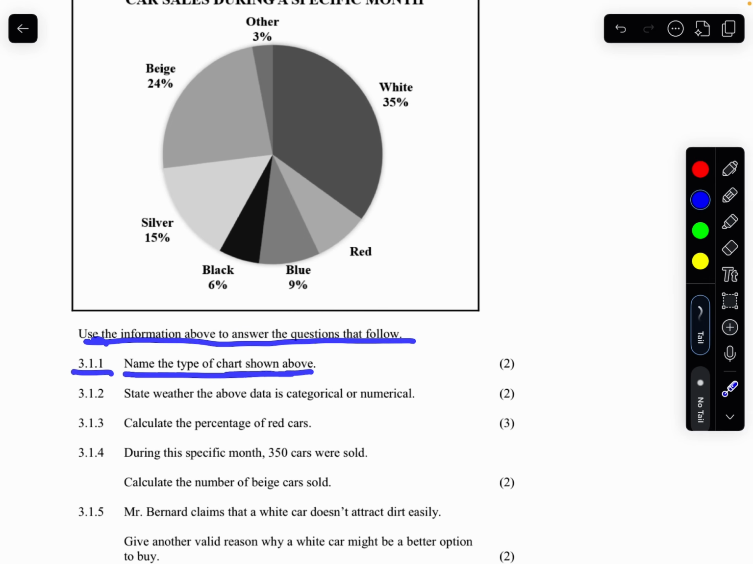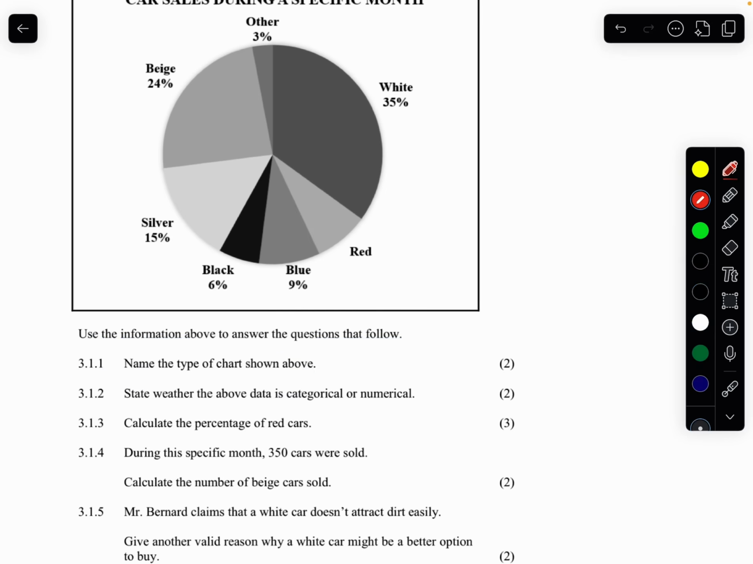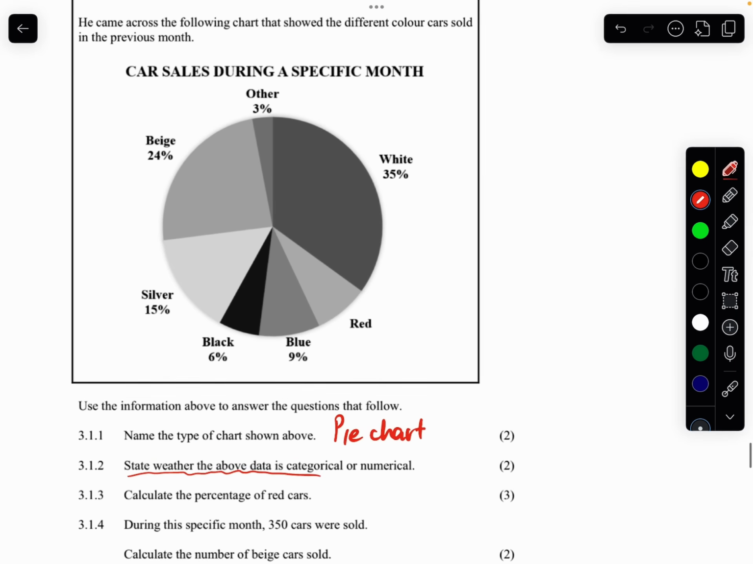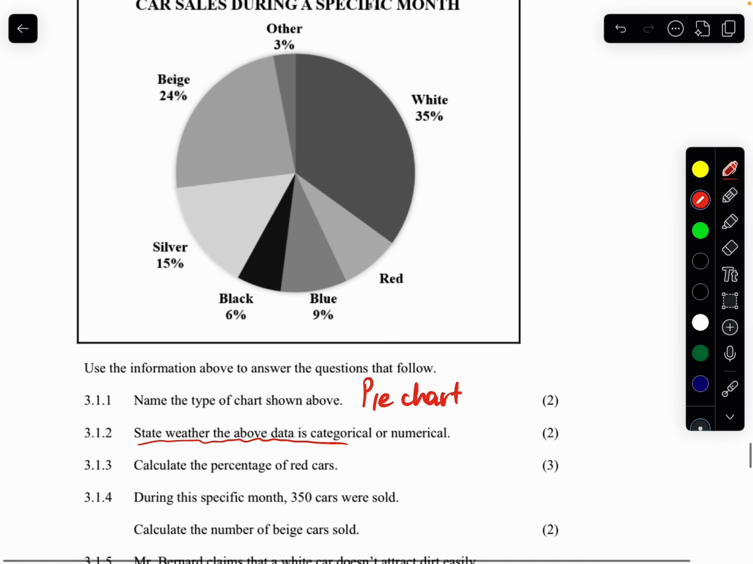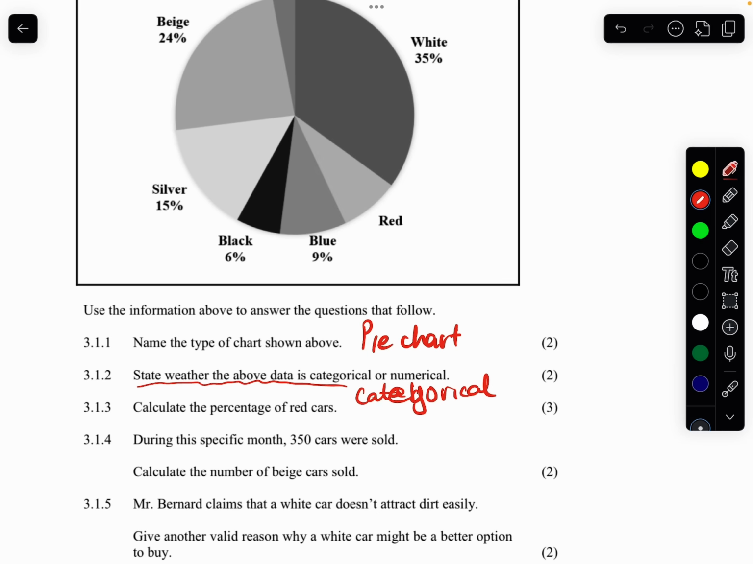3.1.1 says name the chart that is shown. This chart, guys, is called a pie chart. Then it says state whether the above data is categorical or numerical. This data has categorized the cars according to colors, so all the cars are categorized according to their colors. So this type of data is categorical, right? It's not numerical.